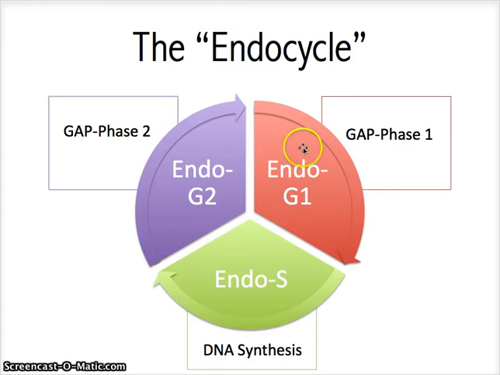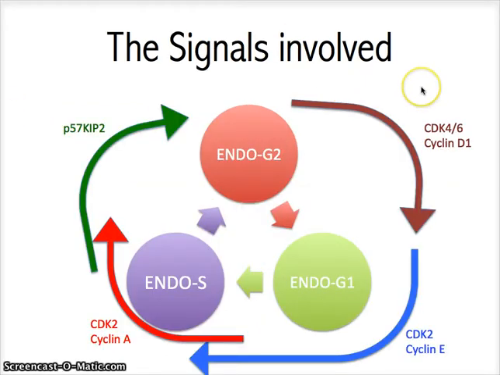So this one, as you can see, straight away there's only 3 phases and there is no M phase, so there's no dividing of that cell. You've got gap phase 1, endo G1, where you've got the extended phase of DNA synthesis, endo S, and then you've got your endo G2, which is your gap phase 2. So the signals involved are a bit different here.